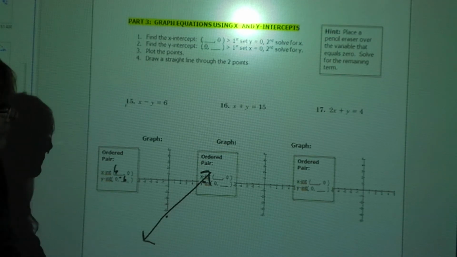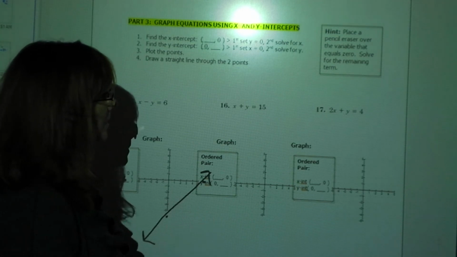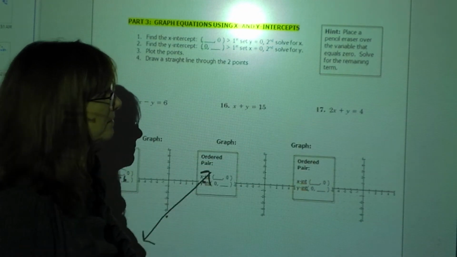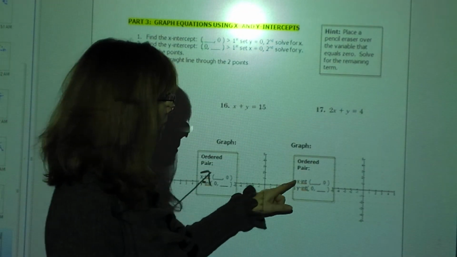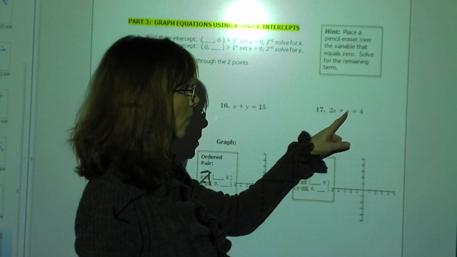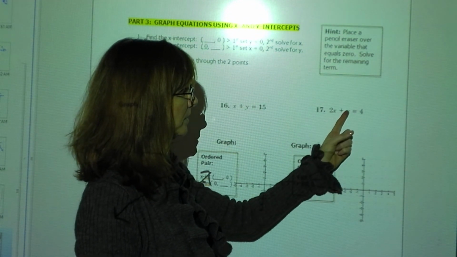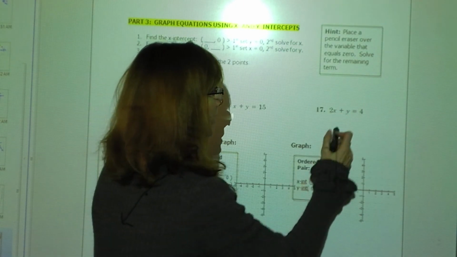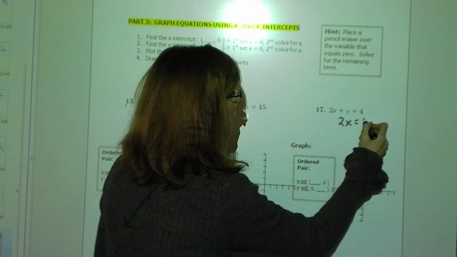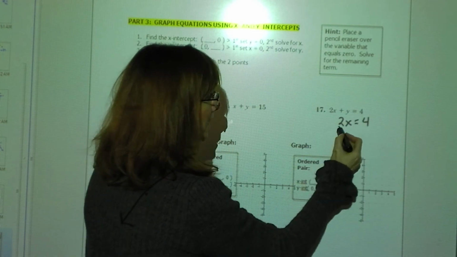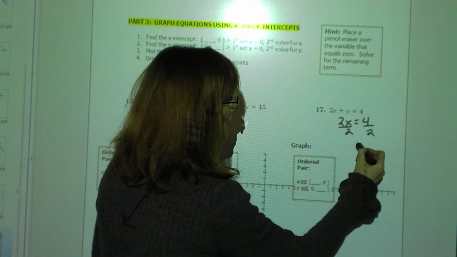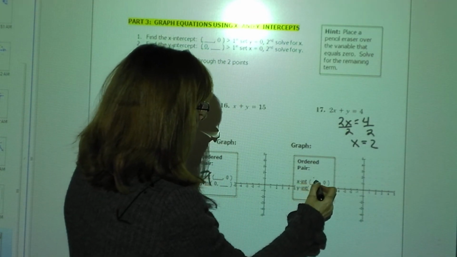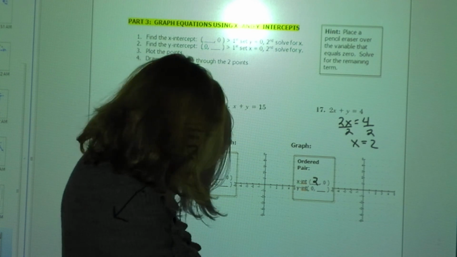All right. So now let's skip some. So let's go over to number 17. So this time I have a coefficient of x. So again, I want to find my x-intercept. So I'm going to let y equal 0. So when I let y equal 0, pretend that's not there. That term wouldn't exist. You'd end up with 2x equals 4. And so to solve for x, you would divide both sides by 2, so you'd get x equals 2. So when y is 0, x is 2. So that's going to be my first point.